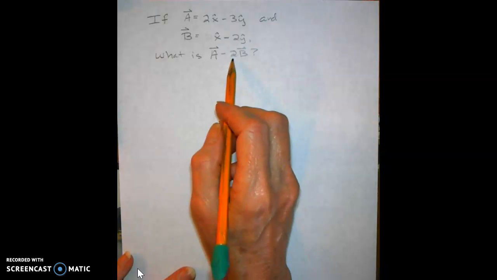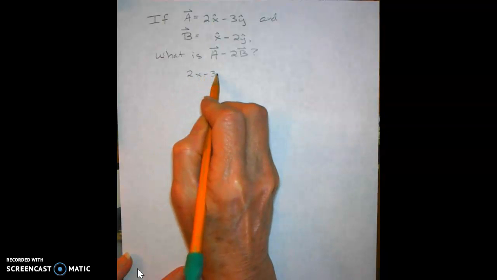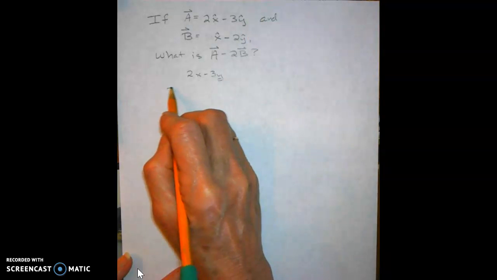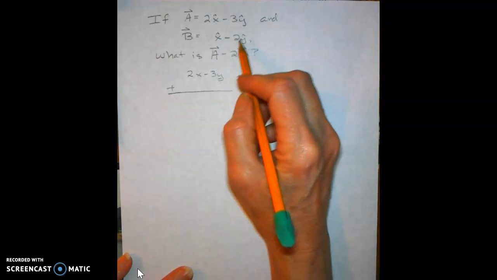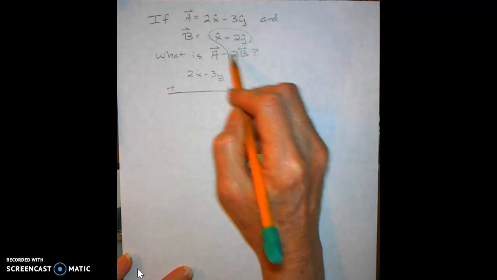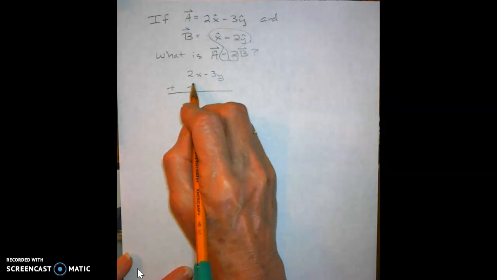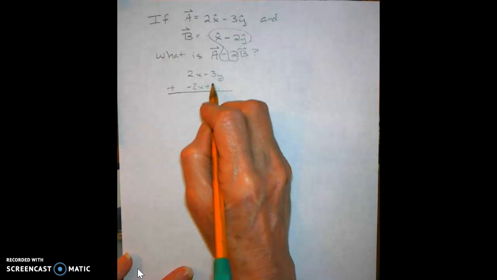And whenever we need to multiply a vector, we just multiply each item in it by, in this case, a coefficient of 2. So I'm going to have 2x minus 3y, because that's vector A, and vector A is unchanged. And I'm going to add. We don't know how to subtract vectors. We know how to add vectors. So I'm going to take what I have here and multiply it by negative 2. I need to make sure I include that negative sign. When I do, I have negative 2x, and then negative 2 times negative 2 is positive 4y.